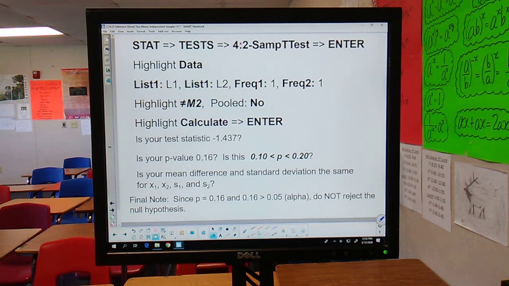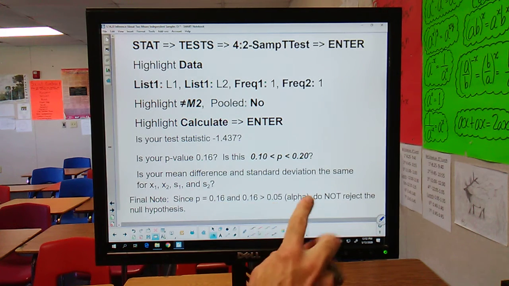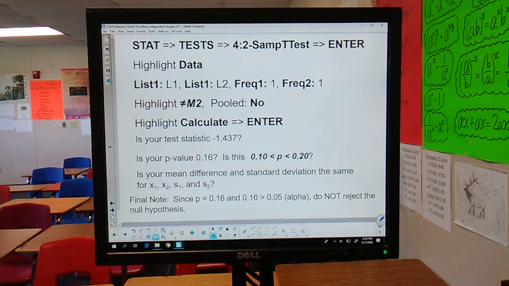And on a final note, since the p-value is 0.16, and 0.16 is greater than the alpha, we do not reject the null hypothesis. Remember the other problems we were doing? They were always less, so we were rejecting. Now it's not less than 0.05, okay? So we're keeping it.